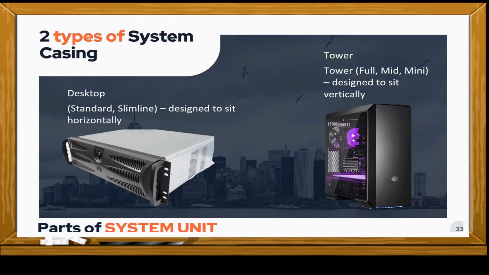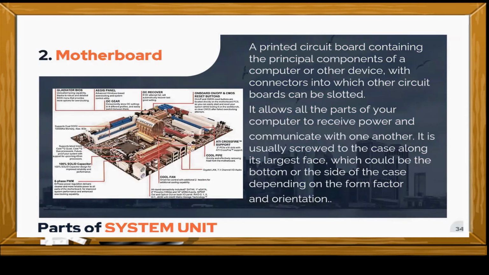The two types of system casing are the following. The desktop is a standard slimline designed to sit horizontally. And the second type is the tower. Tower, sometimes we call it full, mid, or mini, designed to sit vertically.